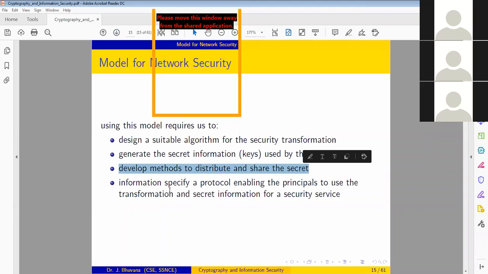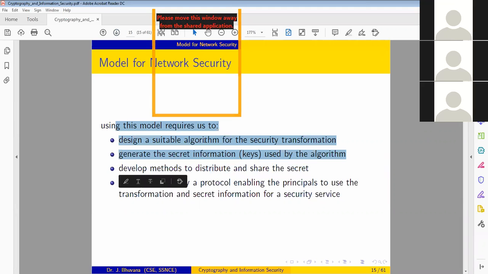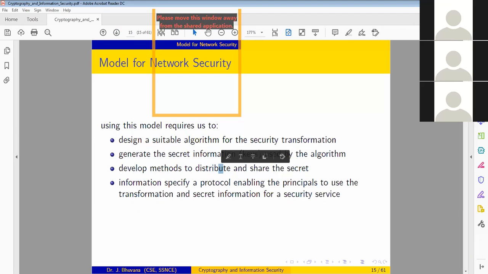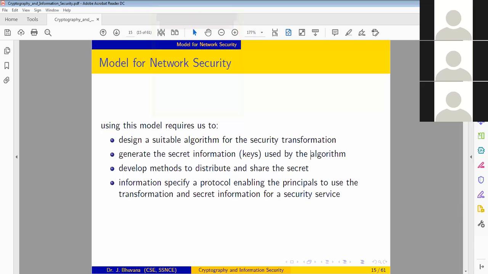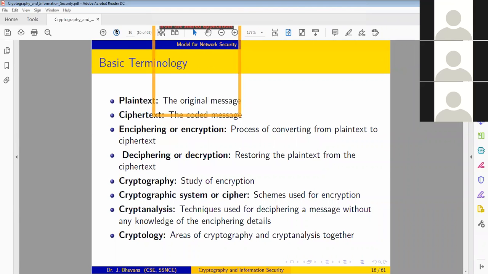And we need to design a protocol, which is nothing but a set of guidelines. So we need a protocol that performs all these three actions, the first three steps we have seen in this slide, together, with all these three constituents made to work together as a single protocol. So this is the model of network security.